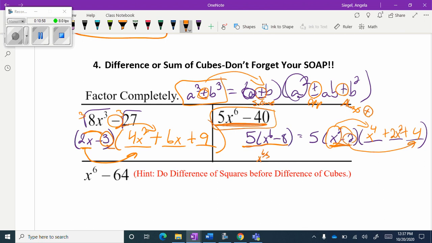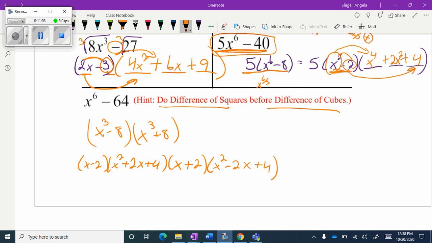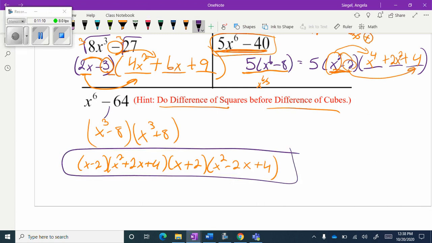Okay, so this is our last one. We are going to do difference of squares, and then we're going to do difference of cubes. So go ahead and see if you can do that. Okay, so this whole thing is my answer. So I broke this up by doing difference of squares. And this, notice my signs. So same, opposite, always positive. And this one I broke into the difference of cubes. So same, opposite, always positive. So that is it. We are done.